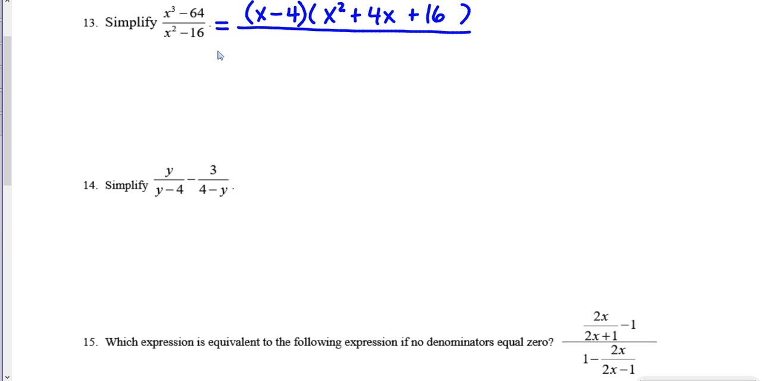For the bottom, I again have two terms. I look for GCF. There isn't one. This is an x squared, so it's a difference of squares. So it's going to factor into x minus 4 times x plus 4. So that's the first step, is factoring.